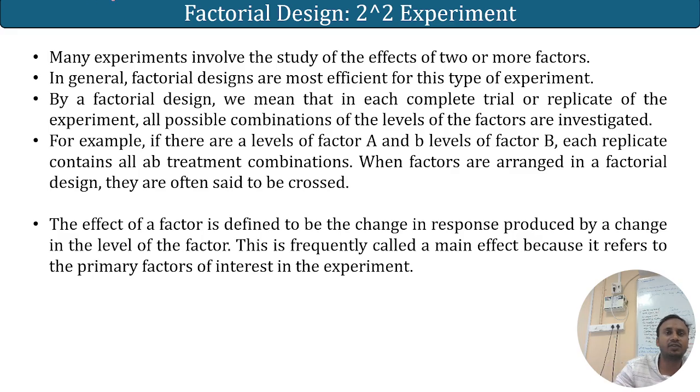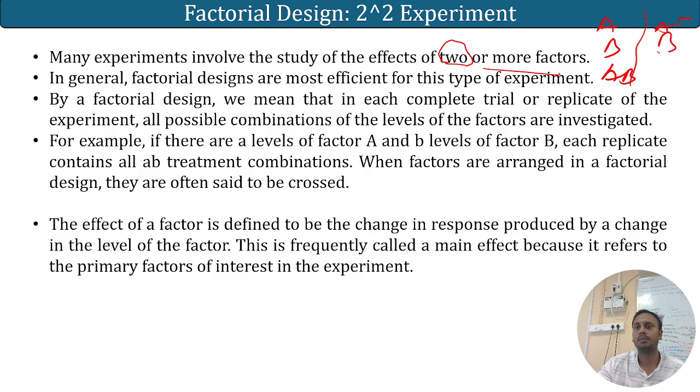In any experiment that involves studying the effect of two or more factors, A or B or ABC will be there. If it is two factors, AB will be there. If A, B, C, then AB, BC, CA, ABC will be there. In general, factorial design is the most efficient for this type of experiment. Let's say we have two or three factors, so we can do blocking or set up the things.